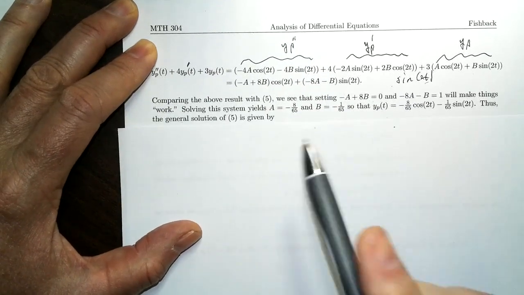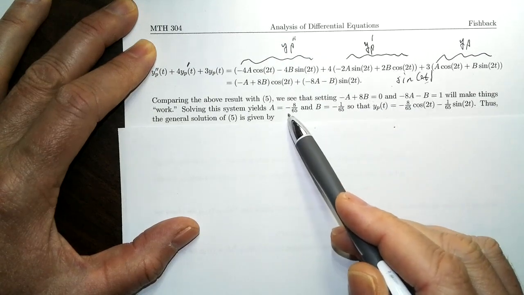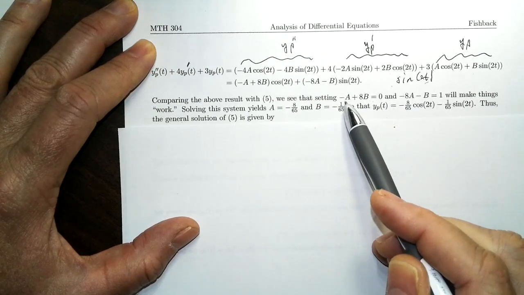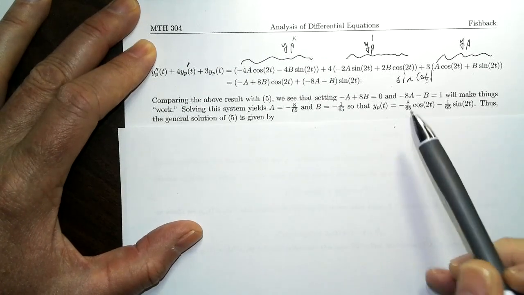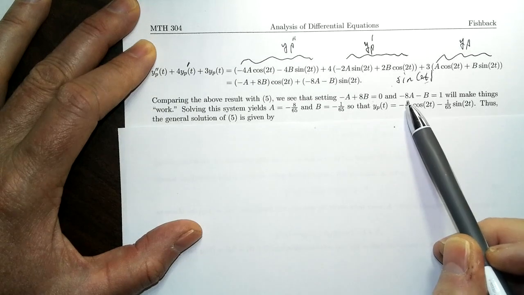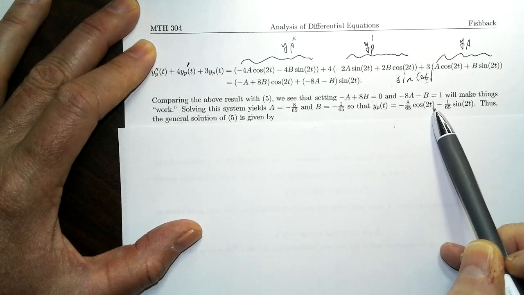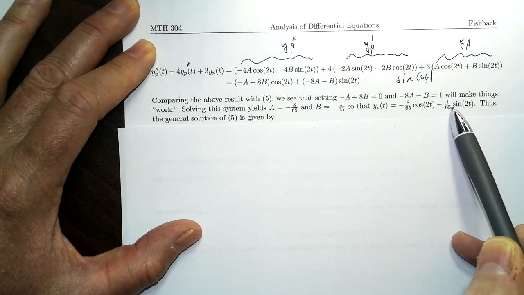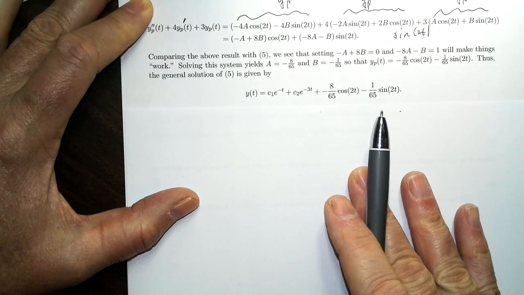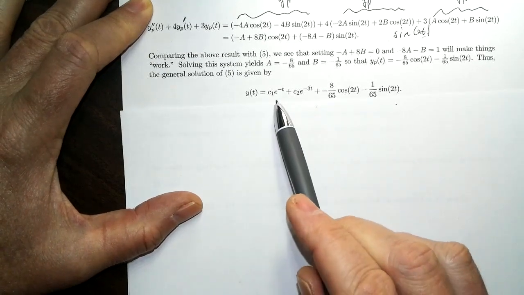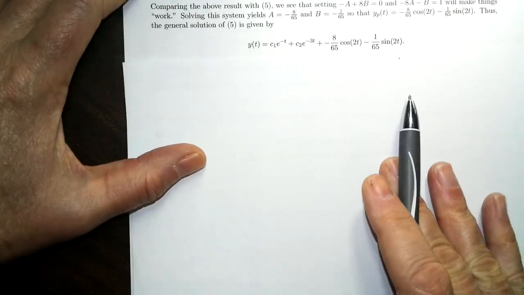I'll let you check on your own. If you solve this equation and that equation, you get for a minus 8 over 65 and b is minus 1 over 65. You might want to check this on your own. So that means our particular solution is minus 8 over 65, that's a, times cosine 2t, plus b, which is minus 1 over 65 sine of 2t. So our general solution is given by the solution to the homogeneous plus the particular solution that we just found above.